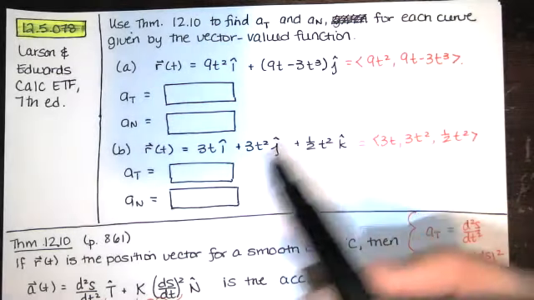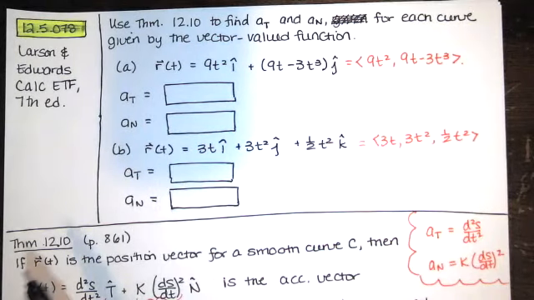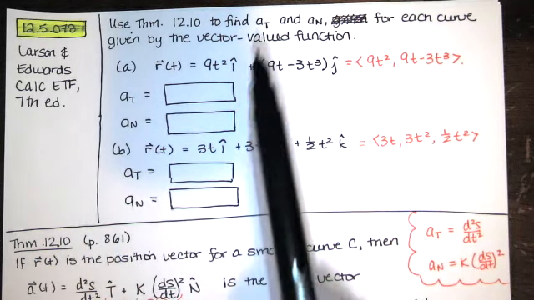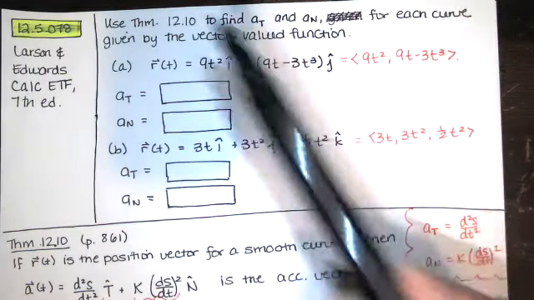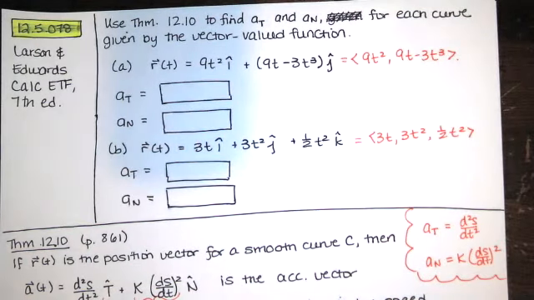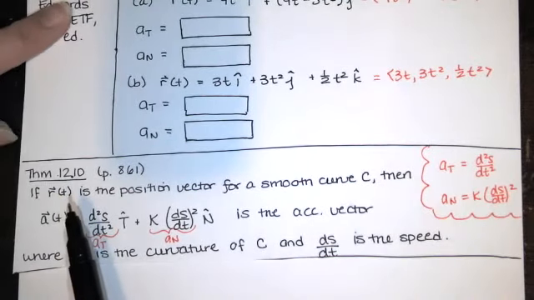Now I gave you different formulas for a sub t and a sub n than the ones that they're recommending you use here. So what I'm going to do is show you how to use the formulas that they are referencing with this theorem 12.10, and I'm also going to show you how to use the other formulas. So theorem 12.10 says this.